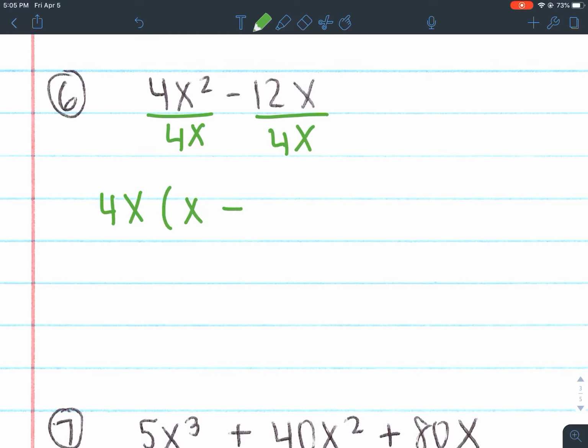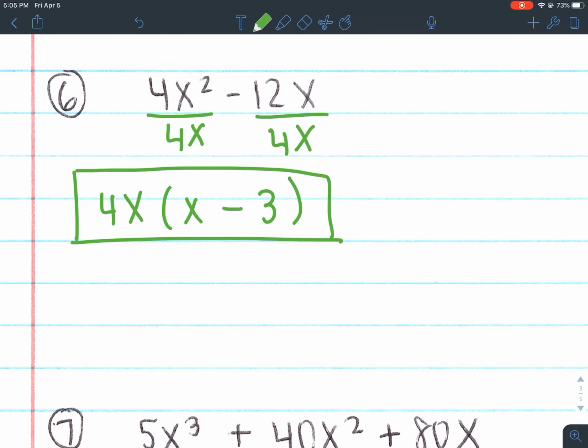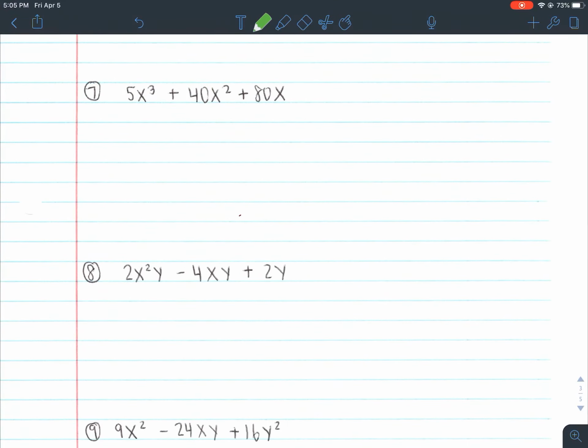So I have x minus 3 left over. Okay, now in the middle, in my parentheses, I have a binomial. I have a minus sign, but do I have perfect squares? I don't. So that means I can't factor any further, so that would be my final answer. Again, you factor till you can't factor anymore.